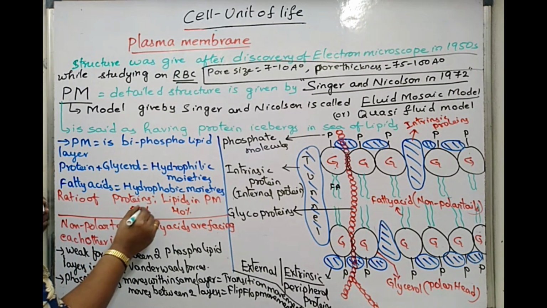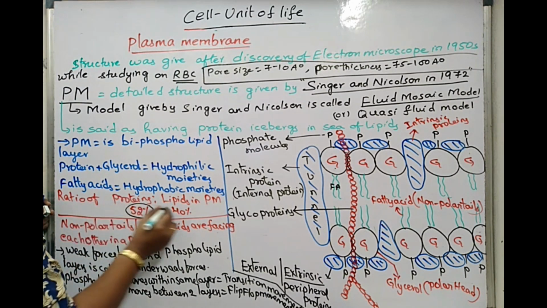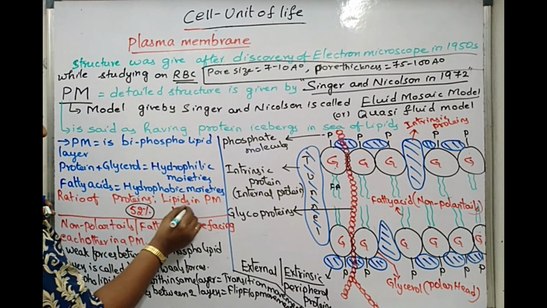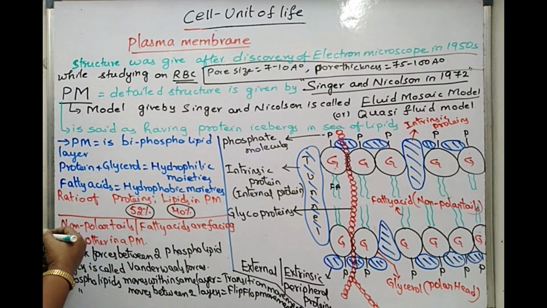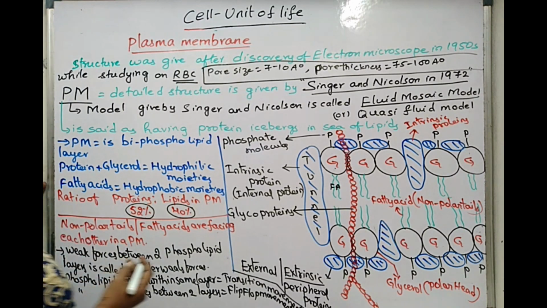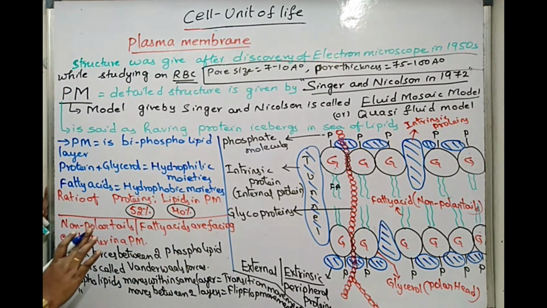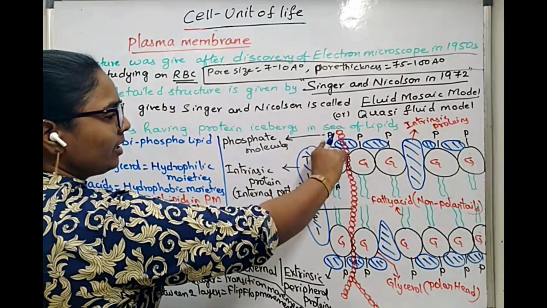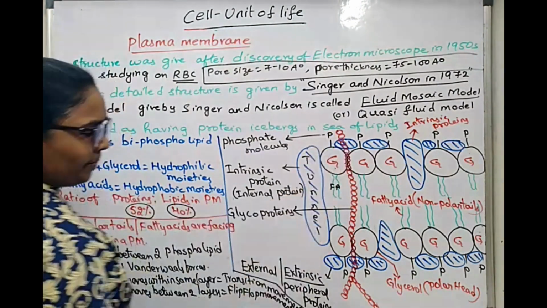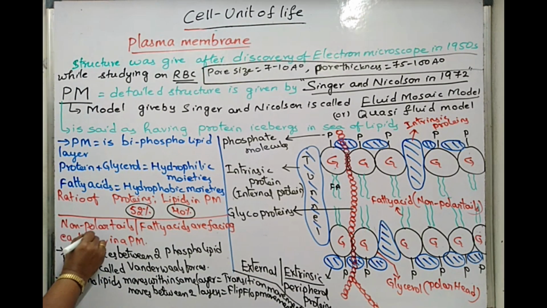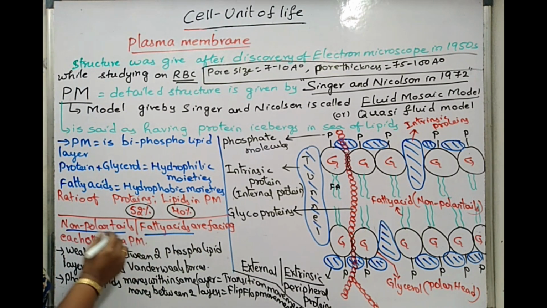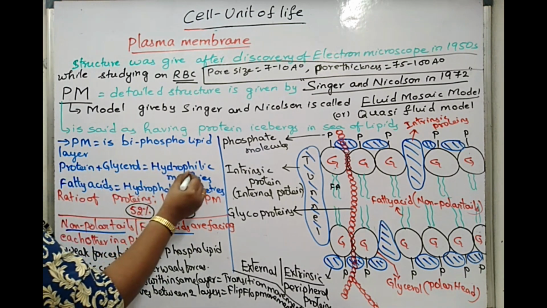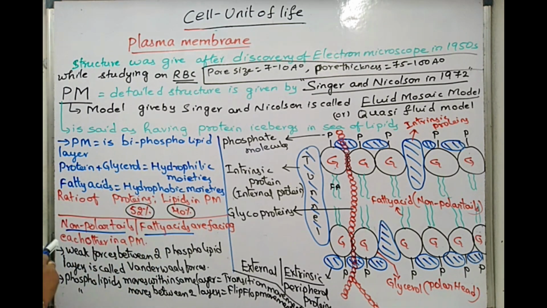Next, already we have seen in case of human body, the plasma membrane will be having 52% of proteins and 40% of lipids. So this is protein and lipid ratio. Next, did we miss any of the points? So hydrophobic part, hydrophilic part. So non-polar tails, fatty acids. Next, hydrophilic moiety.